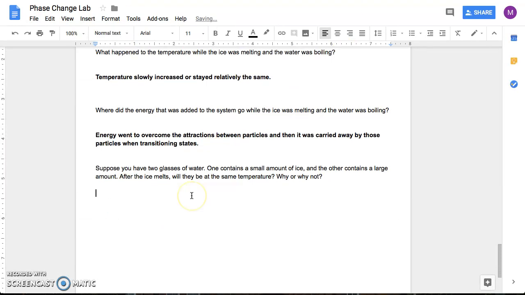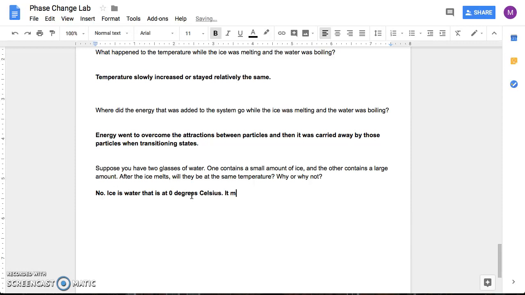The last question says, suppose you have 2 glasses of water. One contains a small amount of ice, and the other contains a large amount of ice. After that ice melts, will they be at the same temperature? Why or why not? Well, simply, the answer should be no. All right? No, they should not be at the same temperature. And explaining this is a little tricky, so you'll want to make sure you pay attention here. So ice is water that is at 0 degrees Celsius. That is when water is in the solid state.